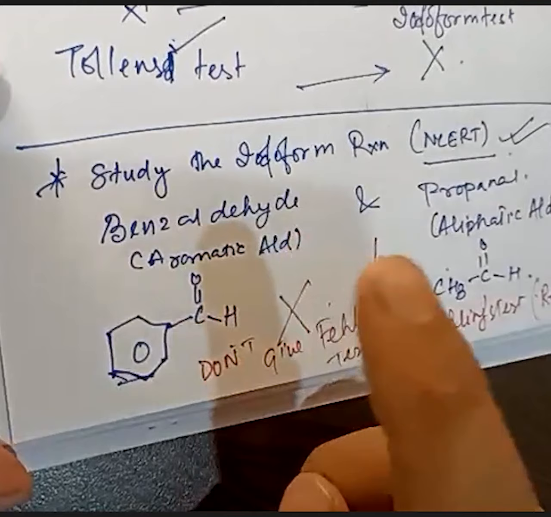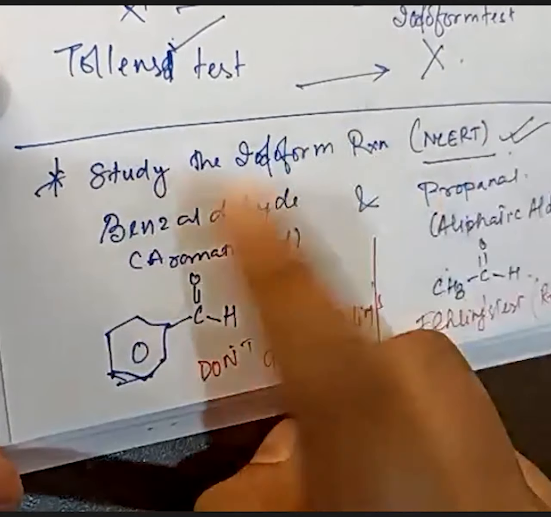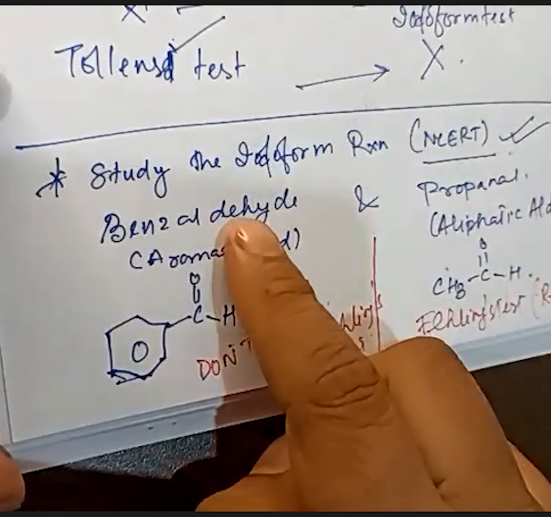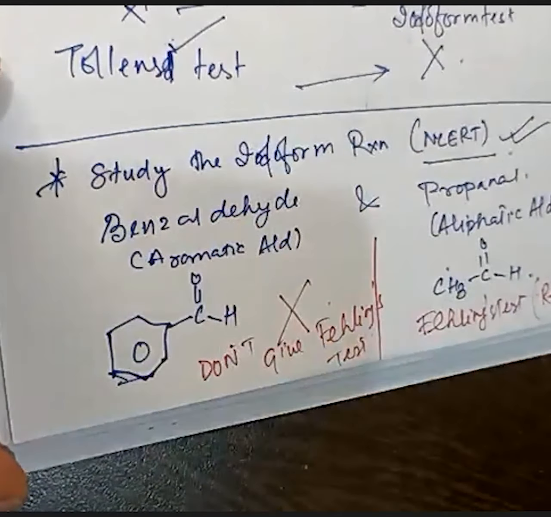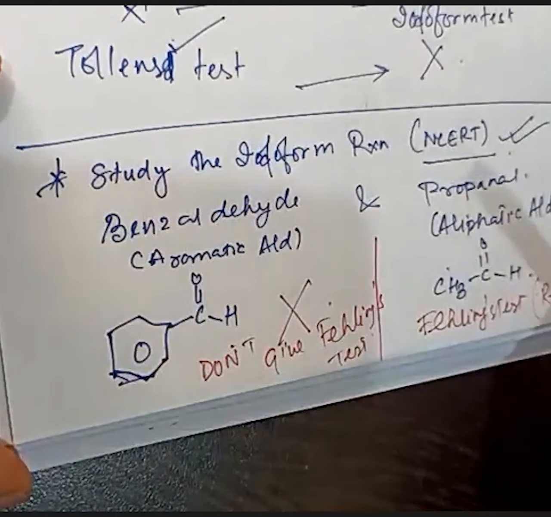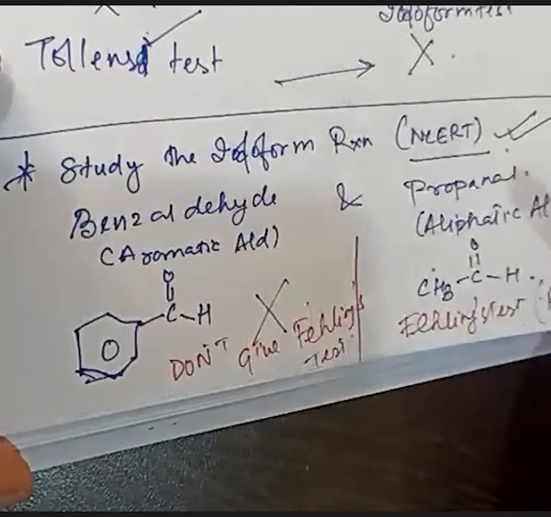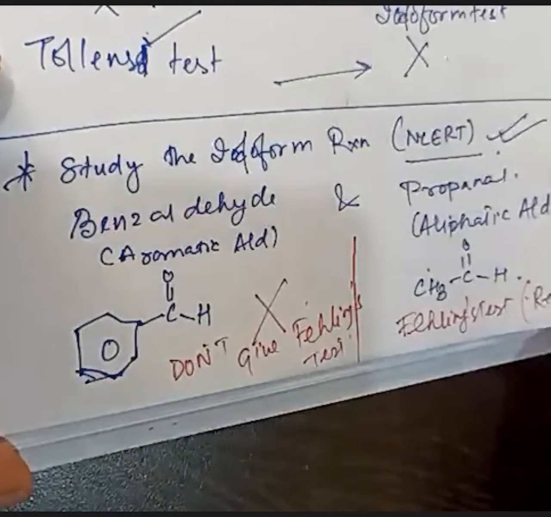Whereas Tollens' test, both will give it. Propanal will give Tollens' test, forming a silver mirror, and this will also give Tollens' test, forming a silver mirror. Otherwise, Fehling's test they do not give. This is the very important difference between aromatic aldehyde and aliphatic aldehyde.